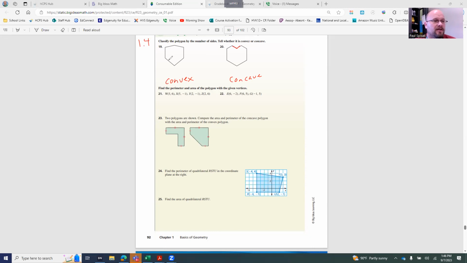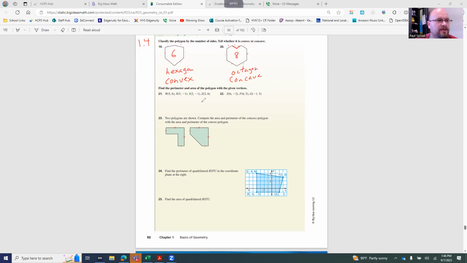Now, number of sides. We got 1, 2, 3, 4, 5, 6. 6 sides. That makes this a hexagon. This one, 1, 2, 3, 4, 5, 6, 7, 8. 8 sides makes this an octagon.